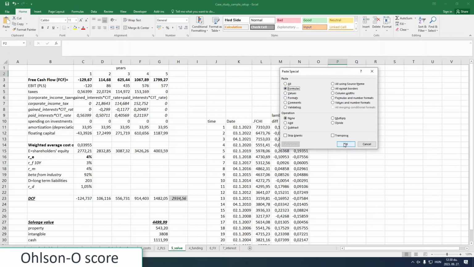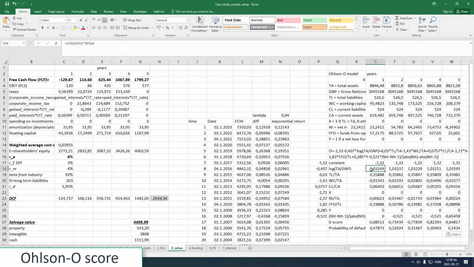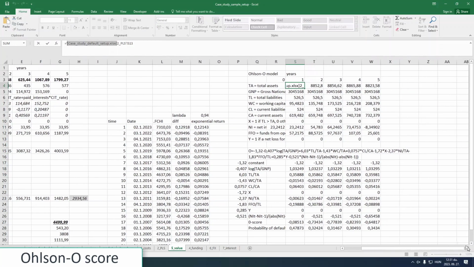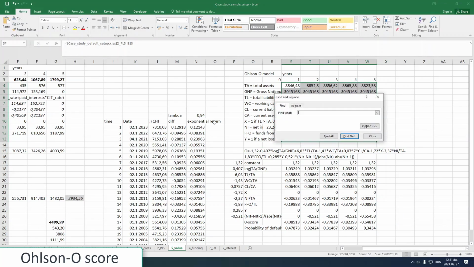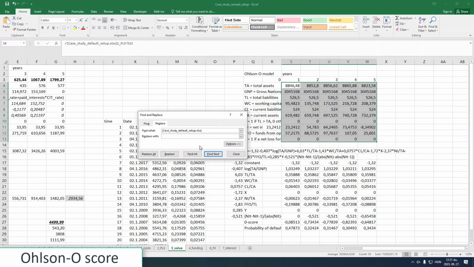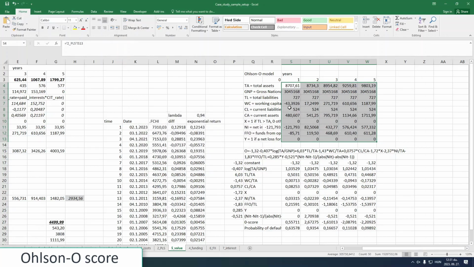Yes. Okay. So, unfortunately, we have to remove this thing, the case study default setup. If I'm copying the formula, why are you also copying the location of the file? But okay, so Control F, replace the case default something, replace all. Done. Oh my god. What happened here?